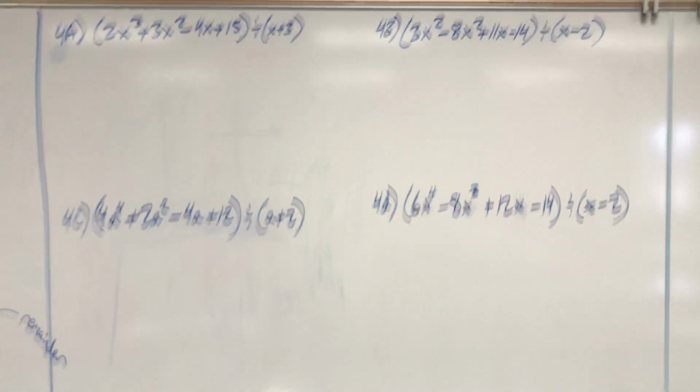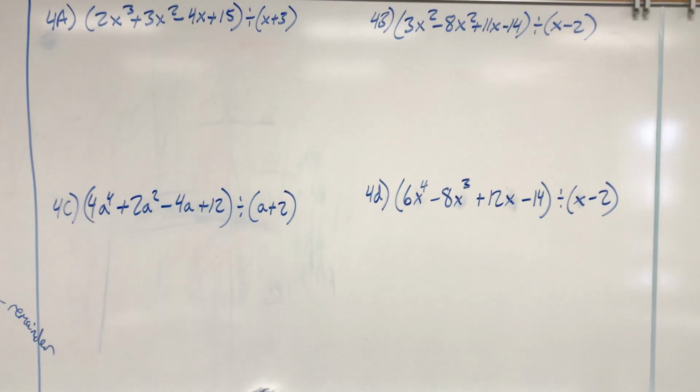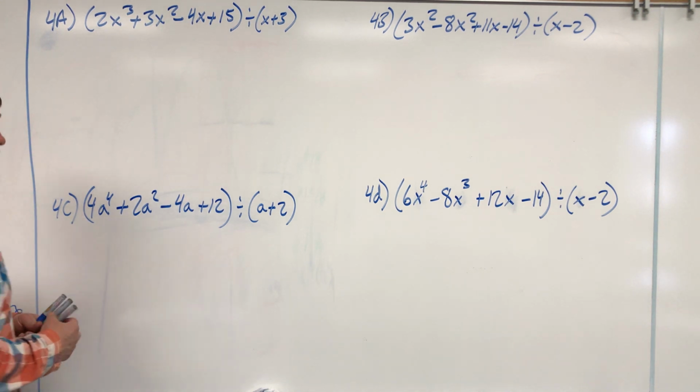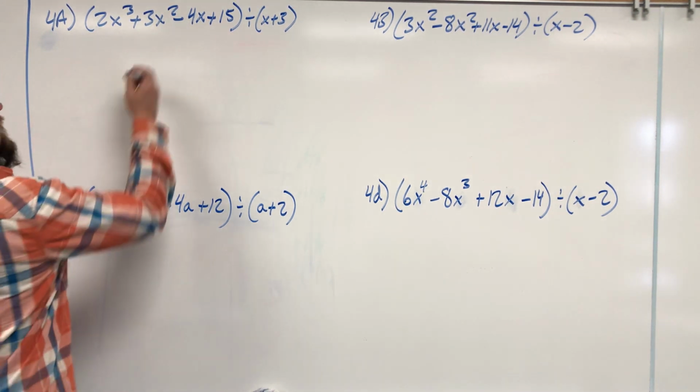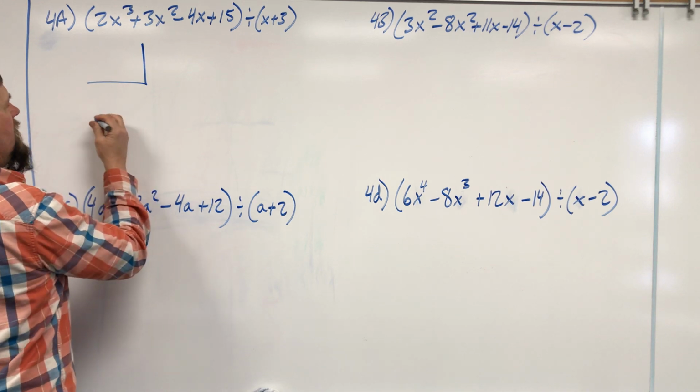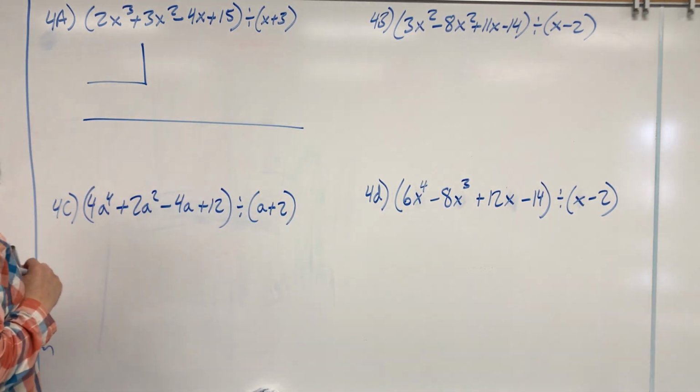Okay, so here are 4 examples. Example 4: A, B, C, and D. So let's go ahead and process this. Using synthetic division, again, we're going to set it up. We're going to draw a little box here. We're going to draw a line here.